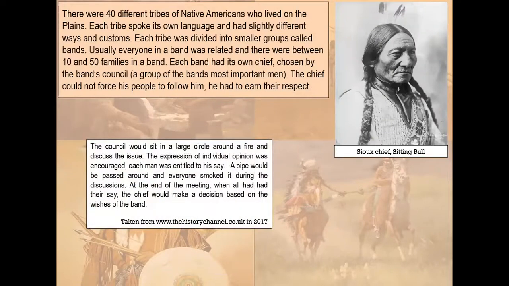The council would sit in a large circle around a fire and discuss the issue. The expression of individual opinion was encouraged. Each man was entitled to his say. A pipe would be passed around and everyone smoked it during discussions. At the end of the meeting, when all had their say, the chief would make a decision based on the wishes of the band. It's talking about a powwow. It's actually called a powwow.